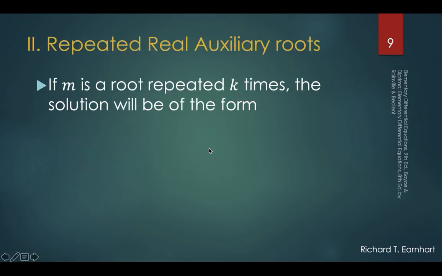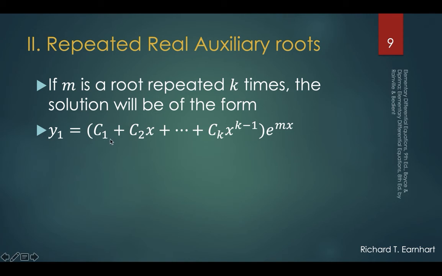Let us consider those that are repeated roots. So if m is a root repeated k times, the solution will be of the following form: y equals (c1 + c2x + and so on) times e to the mx. Take note, if you have k here, the power of x is always less than k. And if you have k times here, you have k arbitrary constants.